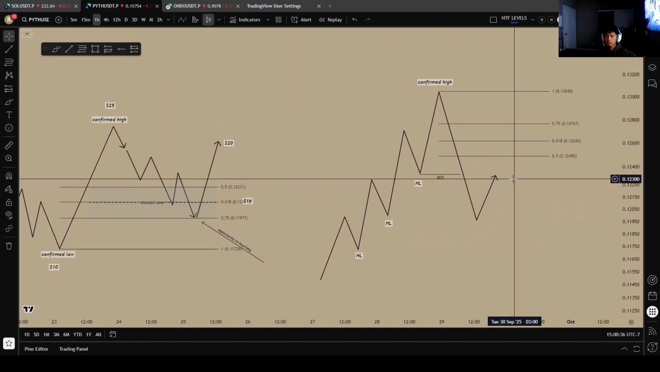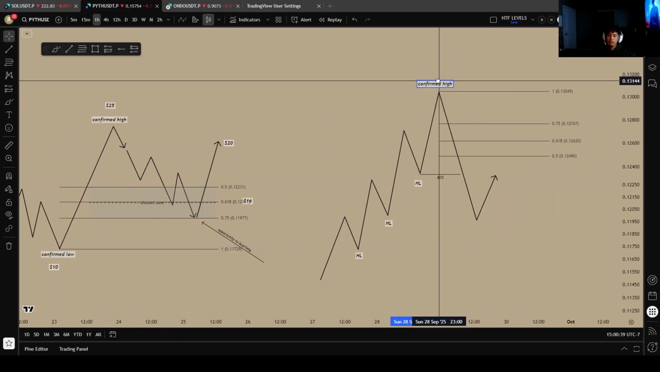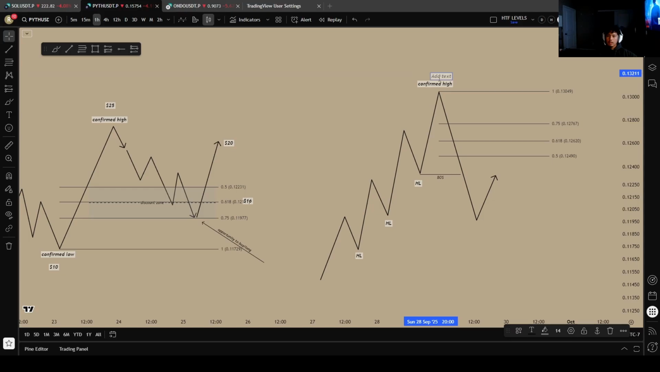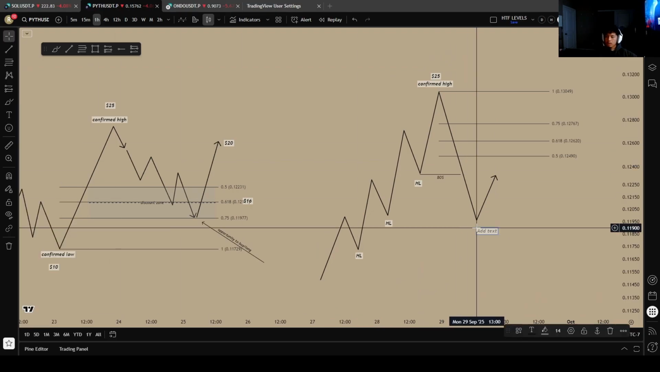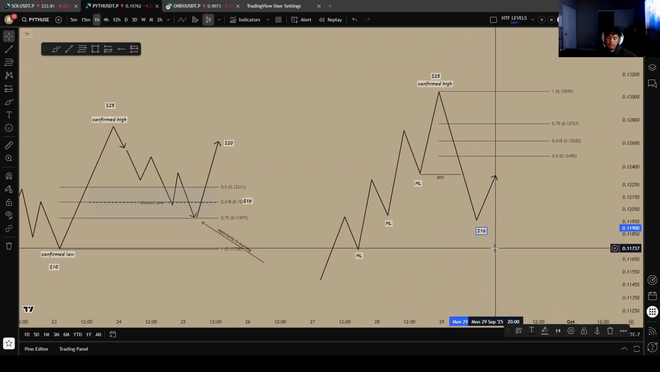So what's the difference between here and here? This one is low to high, this one is high to low. Essentially what happens is this is 25 bucks, and then the price comes down here and it's worth, let's say, $16.